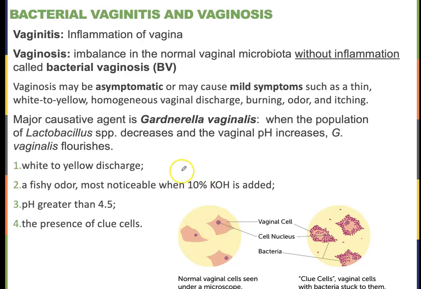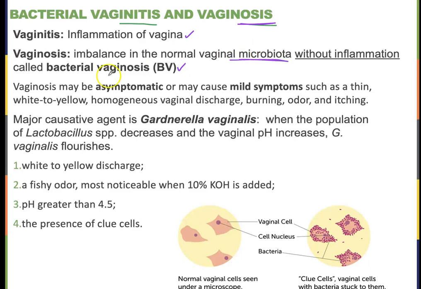All right, so our next one here is going to be bacterial vaginitis and vaginosis. Notice we have two endings, itis and osis. The itis means inflammation of, and the osis is basically no inflammation. So vaginitis, inflammation of the vagina, vaginosis, no inflammation. But there is going to be an abnormal balance of the microbiota.